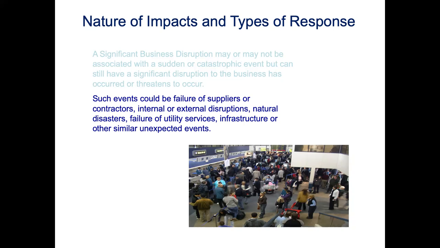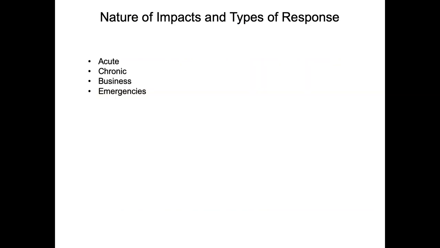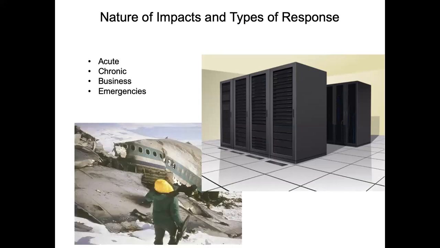Even question marks over the structural integrity of a building, so it can't be used and people have to evacuate. There's all sorts of reasons. We've briefly touched on where events can be acute or chronic, i.e. fast acting or developing over time. A business can be affected, but it can also be associated with emergencies. I gave typical aircraft or airline examples that occur from time to time and are quite normal, but also significant events such as a failure of an IT system, or, worst case, the events surrounding an aircraft accident.